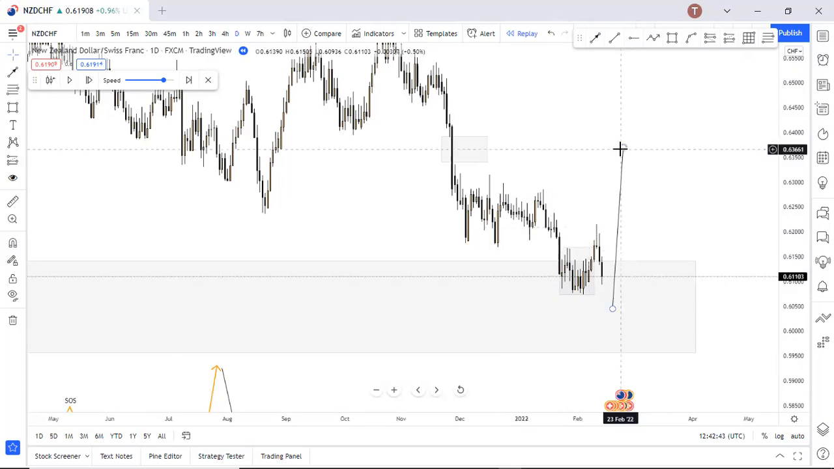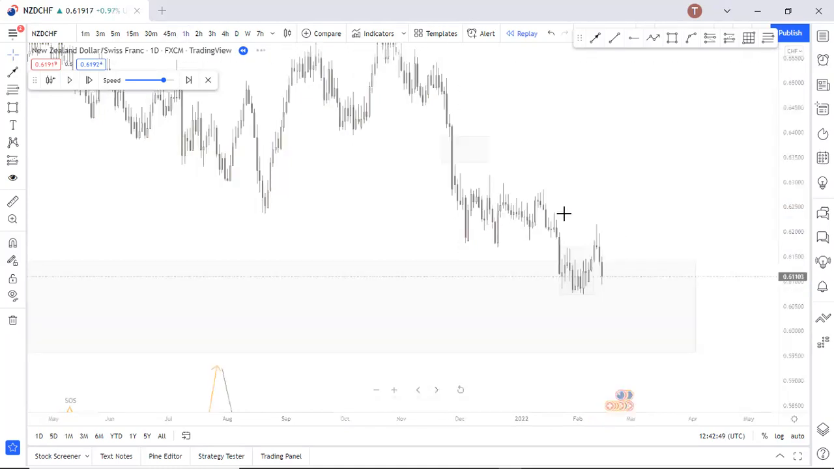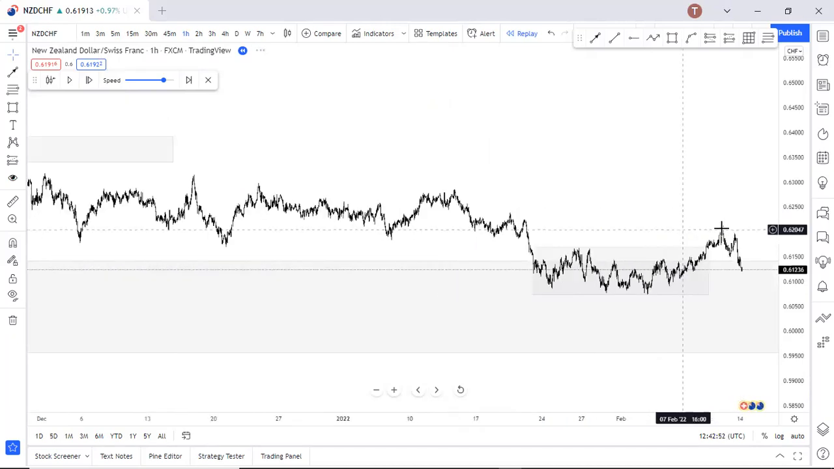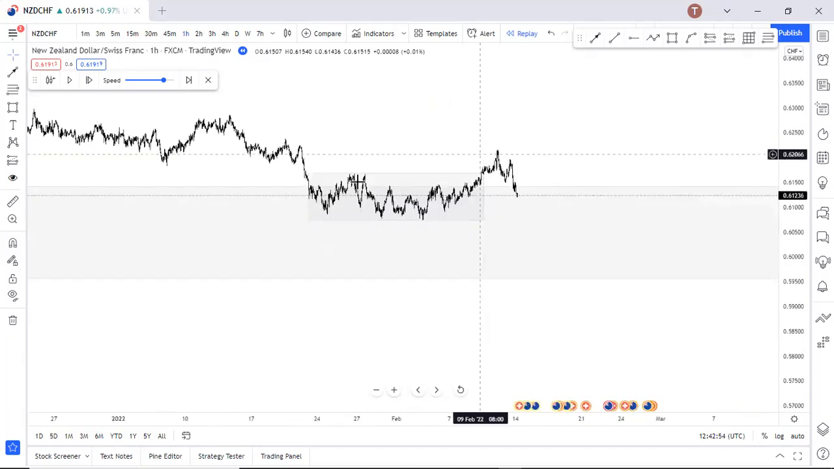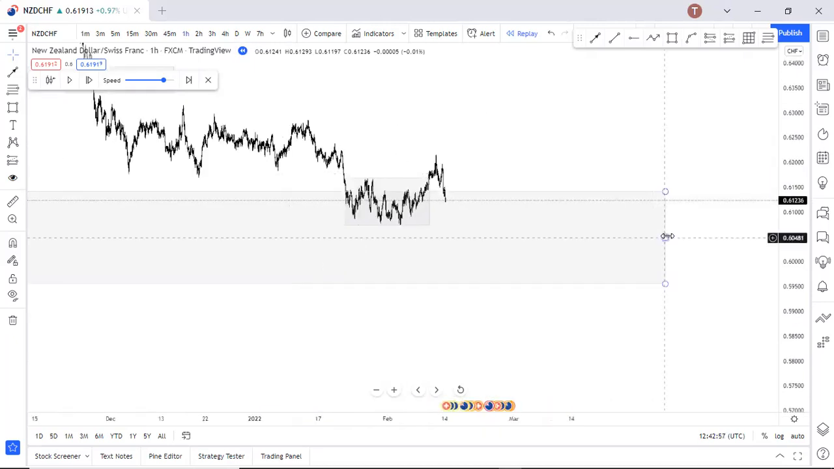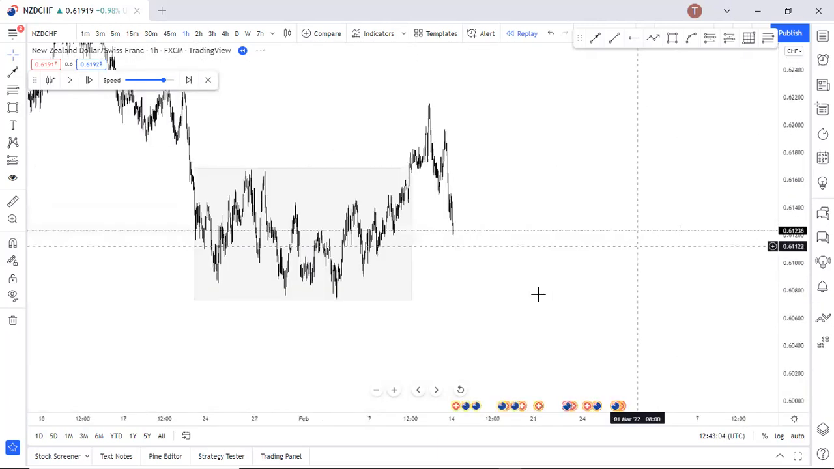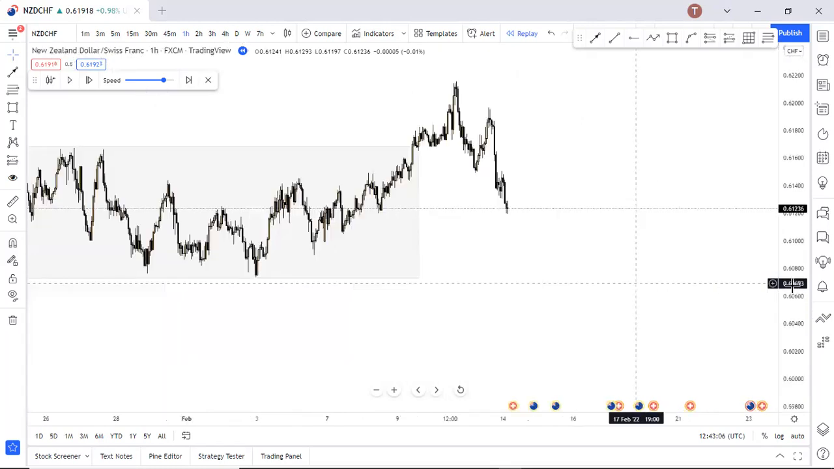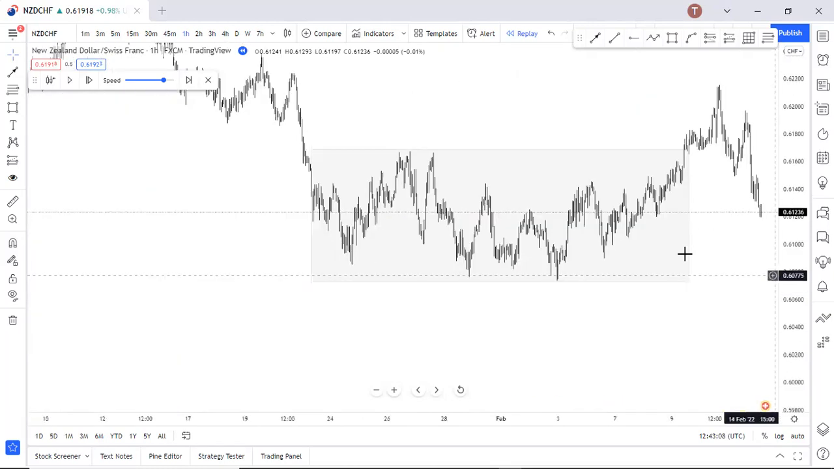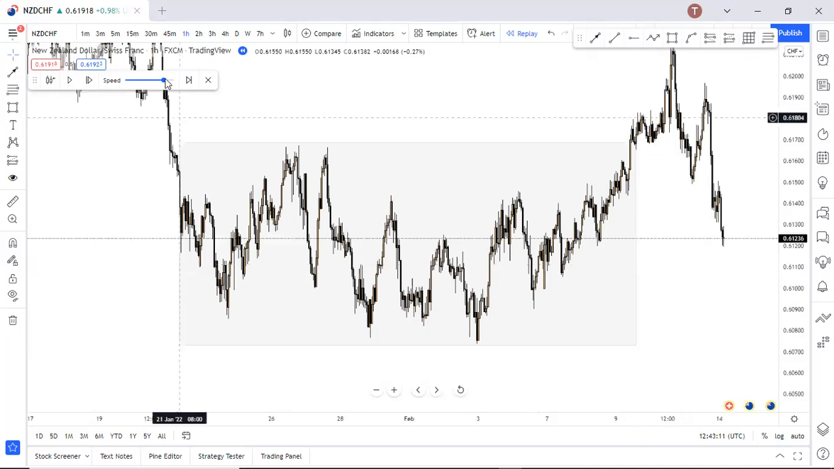We need confirmations. So in this case, we can drop down to the 1 hour time frame. On the 1 hour time frame, this is the daily demand zone. Price has tapped into it, and we are looking for entries to go long in the market. So now all we need to do is, let's cut.